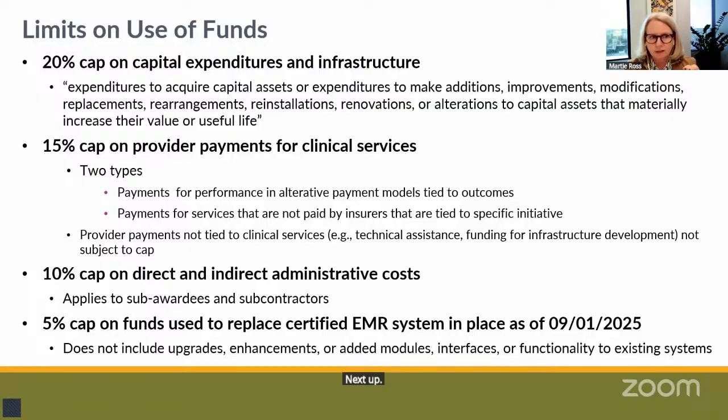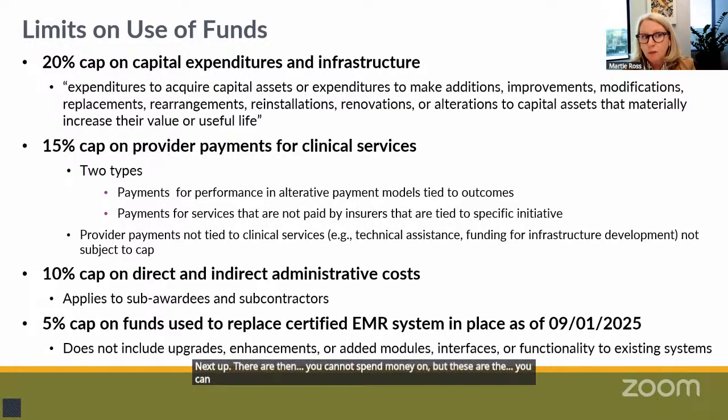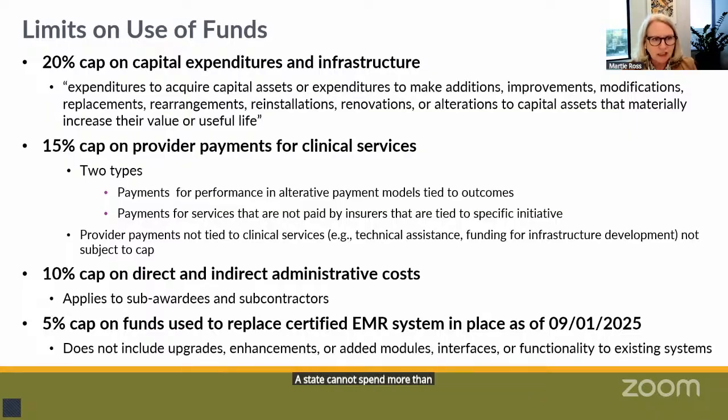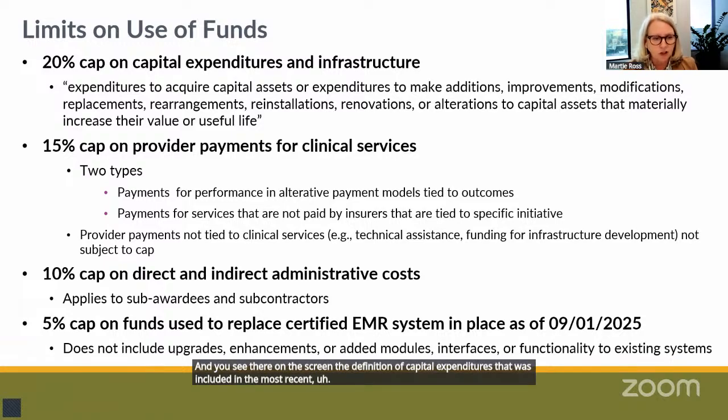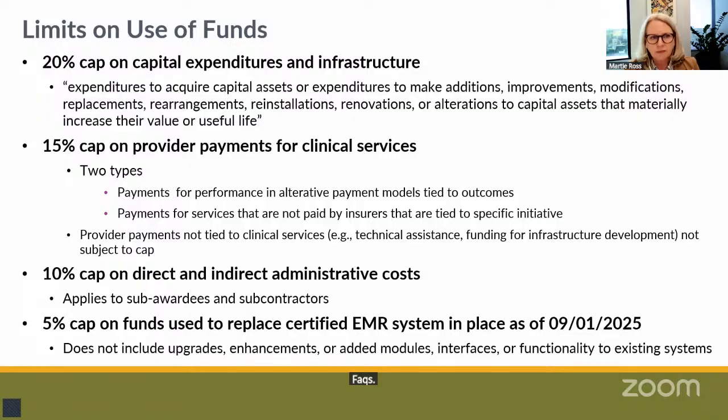There are then things you cannot spend money on, but these are the limits on how much you can spend. So of the total award that's received each year, a state cannot spend more than 20% on capital expenditures and infrastructure. And you see there on the screen the definition of capital expenditures that was included in the most recent FAQs. You have a 15% cap on provider payments to clinical services.